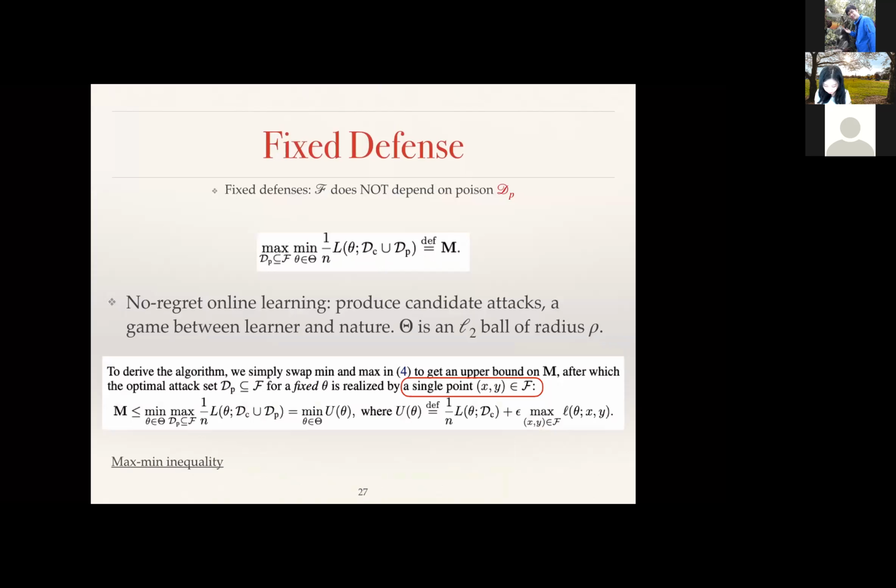Now, however, the case that the optimal DP places all points at a single location is no longer true for this adaptive case, for this data dependent case. So we must jointly maximize over the full set DP. So you can see the difference here. Here you are basically saying you wanted to find the worst point within the feasible set. This is for fixed defense, because your defense doesn't depend on DP, but now it depends on the DP. So that's the major difference between the two.